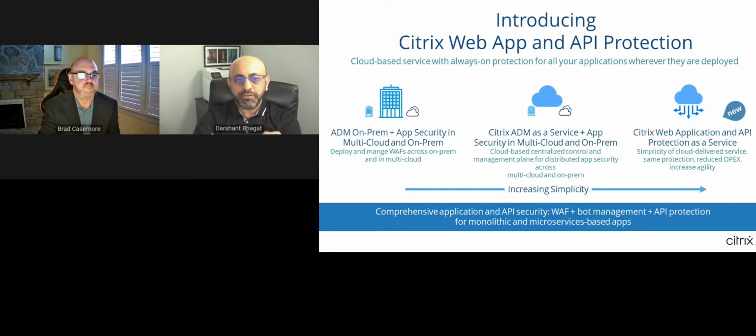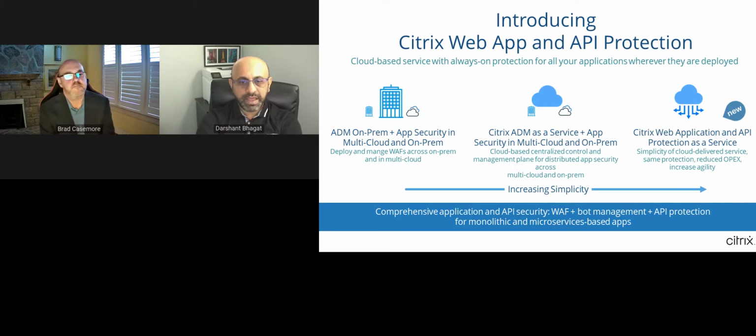Citrix offers a full-featured app security stack, including web application firewall, bot management, layer 7 DDoS, as well as advanced API security. These solutions provide choice and flexibility to address the needs of your cloud journey for both monolithic and microservices architectures, leveraging Kubernetes and containers. Citrix ADC customers can leverage their existing deployments for app security functions managed through a centralized control and monitoring plane called Application Delivery Manager, ADM.